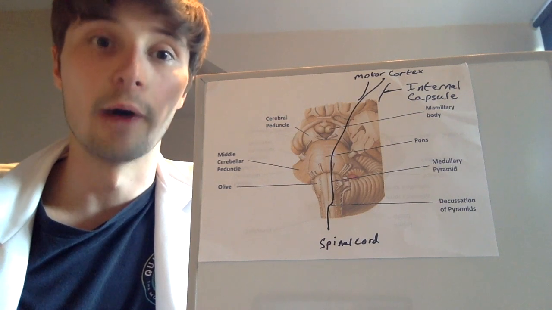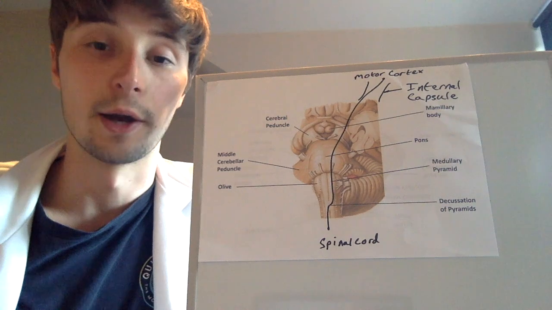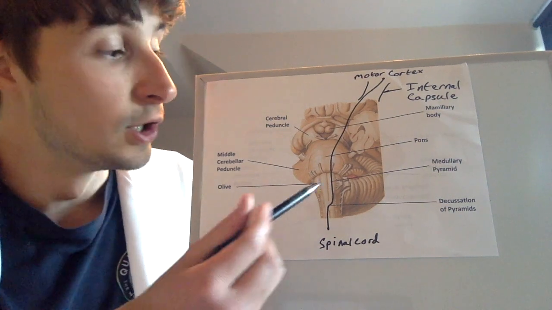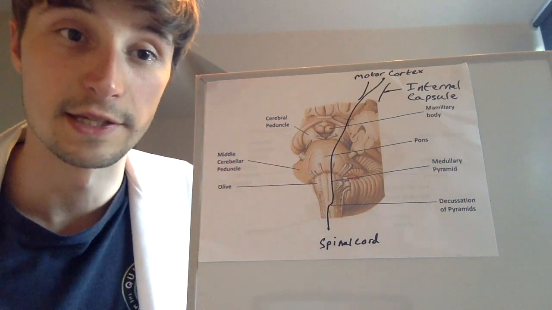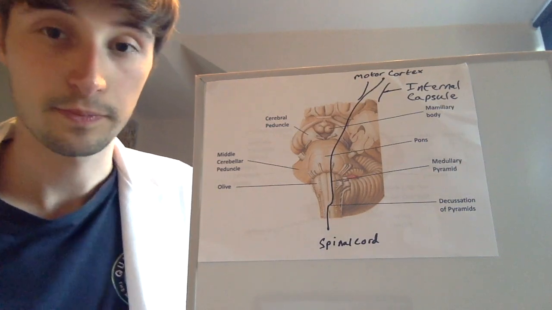We'll have a look at that when we look at the cross sections and talk about it in a bit more detail. Finally, most inferiorly, we've got the point at which the decussation of the pyramids occurs.